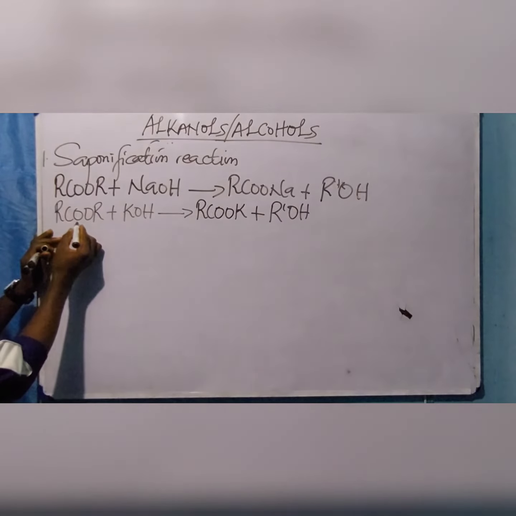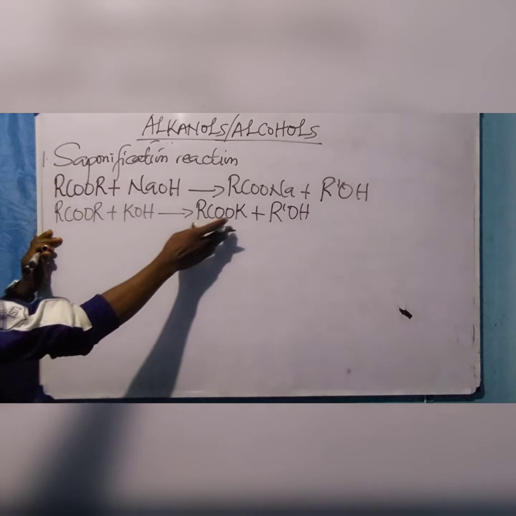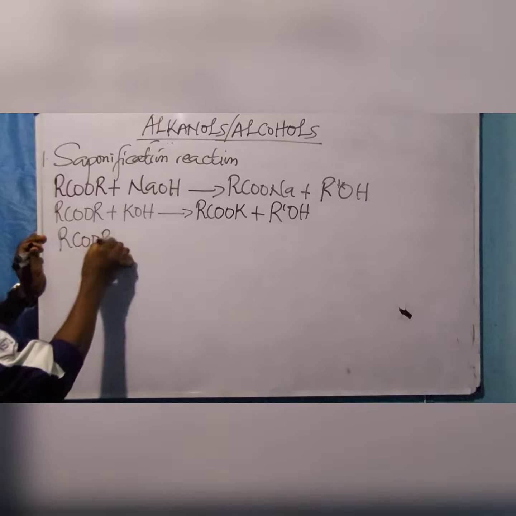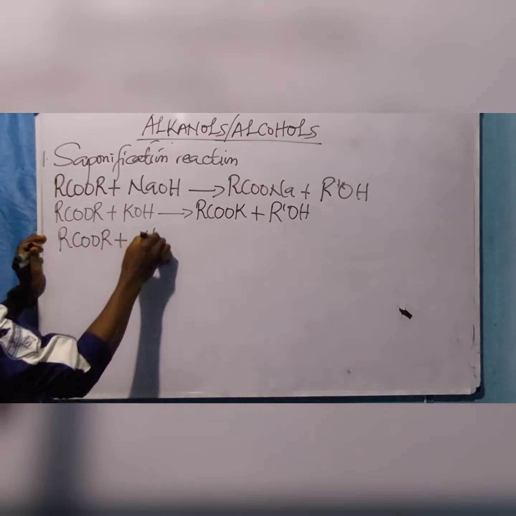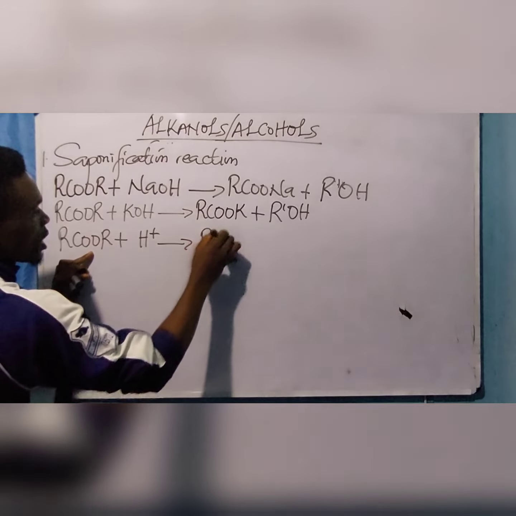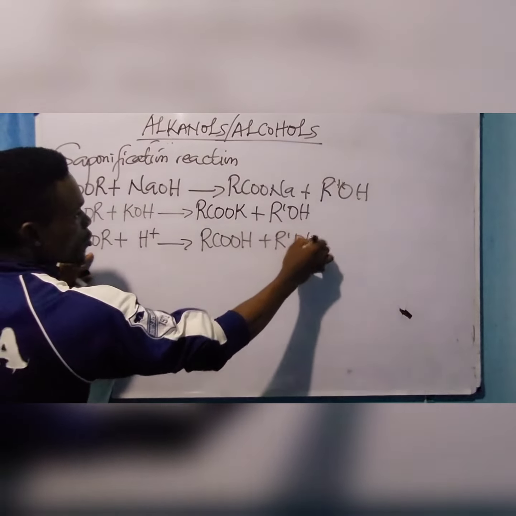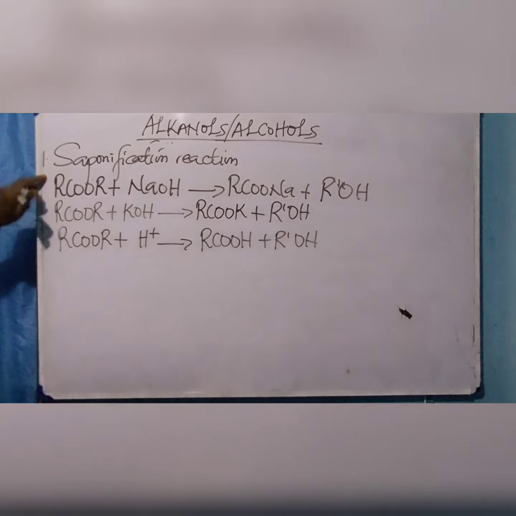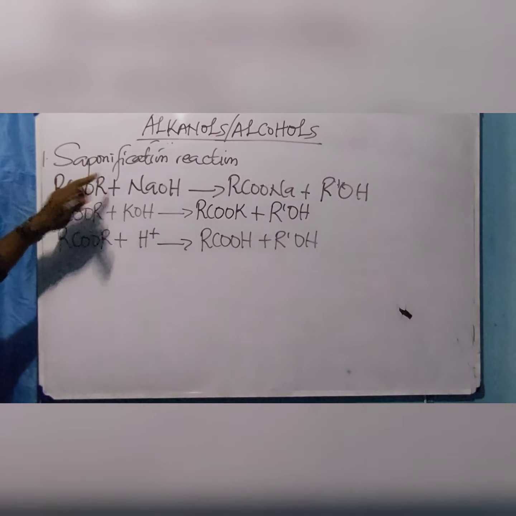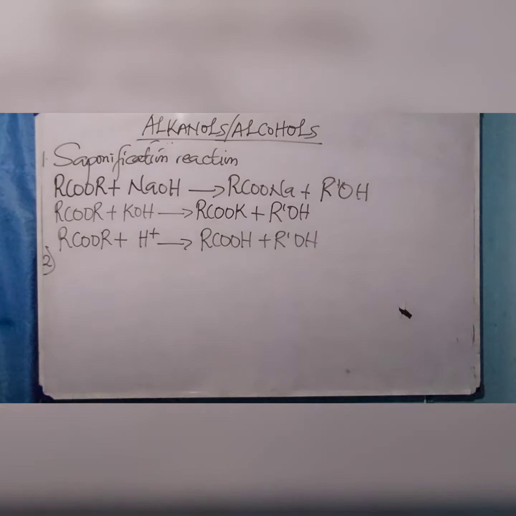But under acidic condition, when ester is reacted with an acid, it will produce alkanoic acid. Look at it. If this ester reacts with hydrogen ion, which is an acid, it will produce alkanoic acid and the corresponding alcohol. So please take note. This is one of the ways of producing alcohol: saponification reaction.